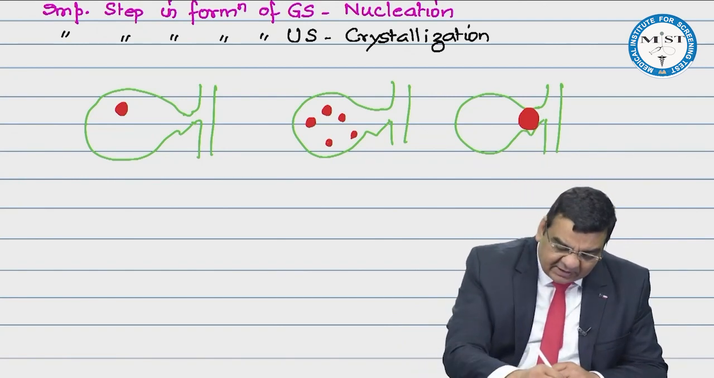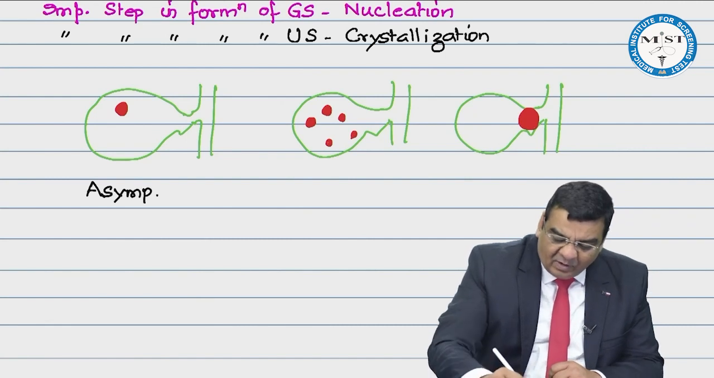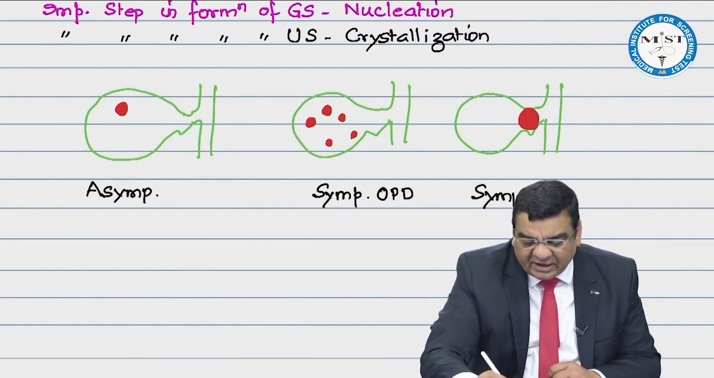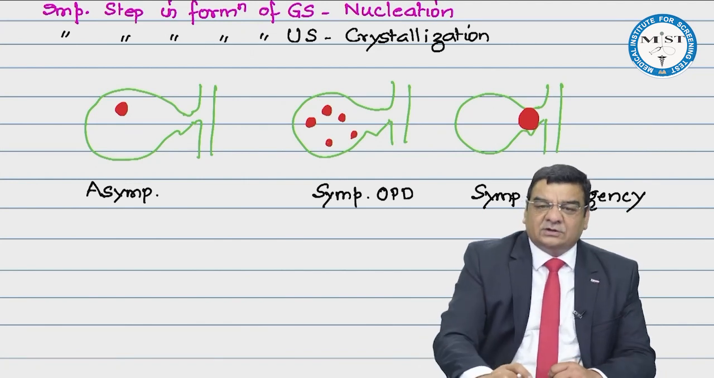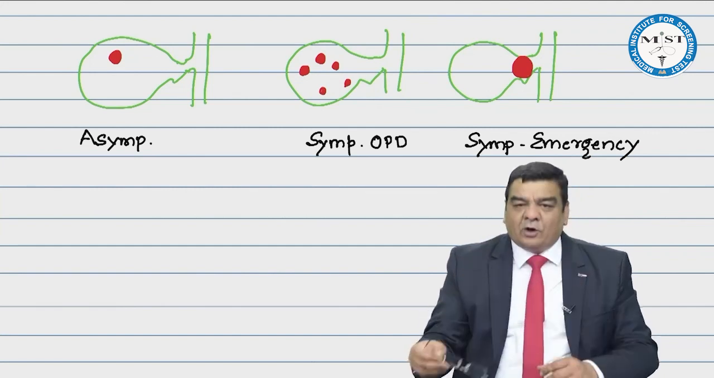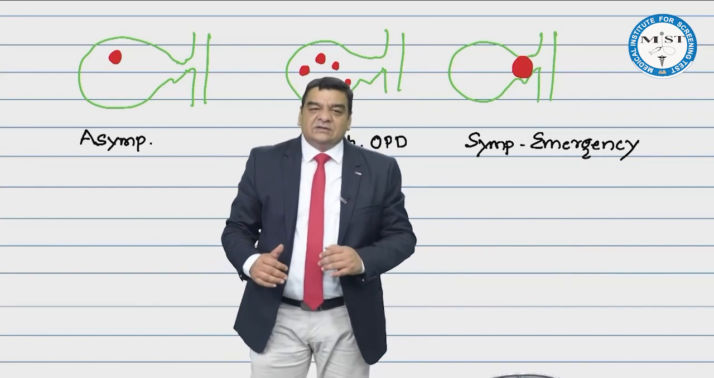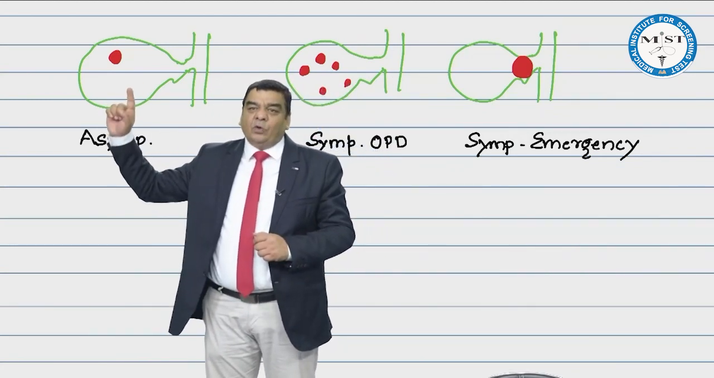So my dear friends, if you take a look, it can be totally asymptomatic, or the patient has some mild symptoms and presents to you in the OPD, or the patient has sudden onset of severe symptoms and presents to you in the emergency. You are the doctor. How are you going to approach? Now, my dear friends, if we take a look at these different scenarios, if suppose the patient is asymptomatic, how will you come to know?